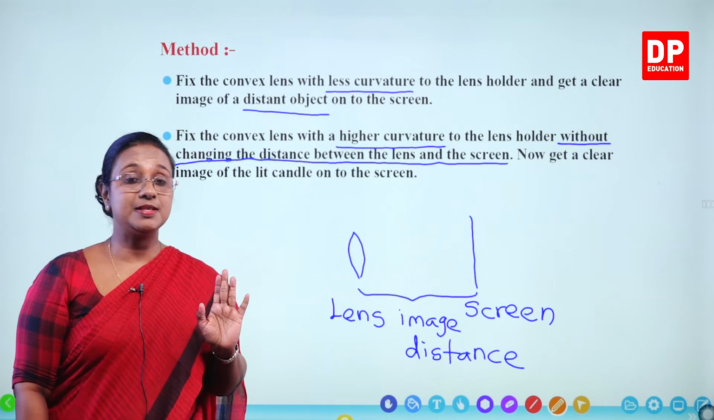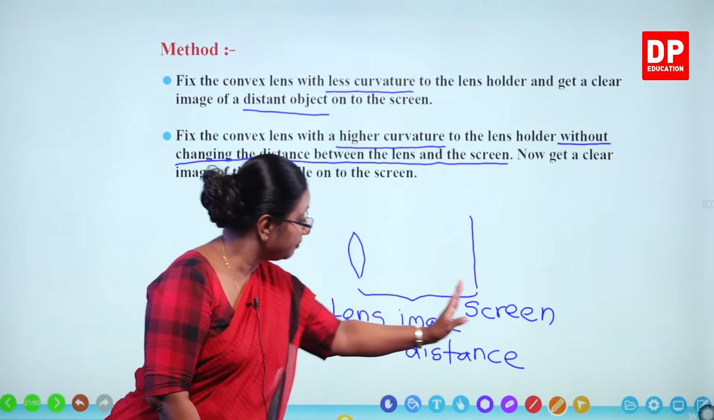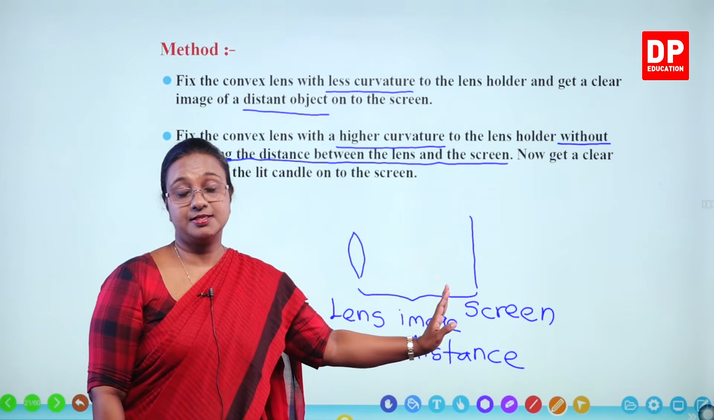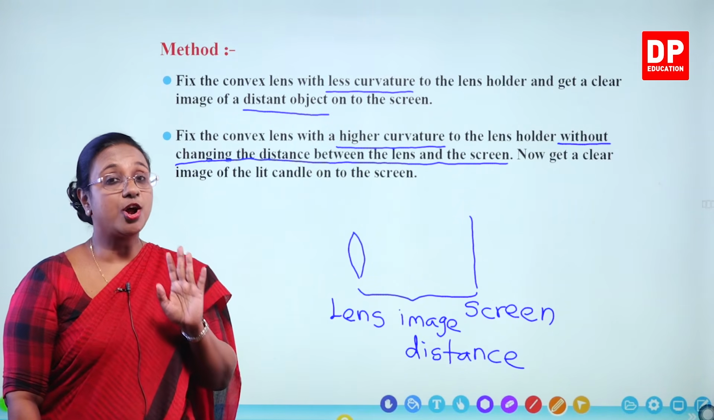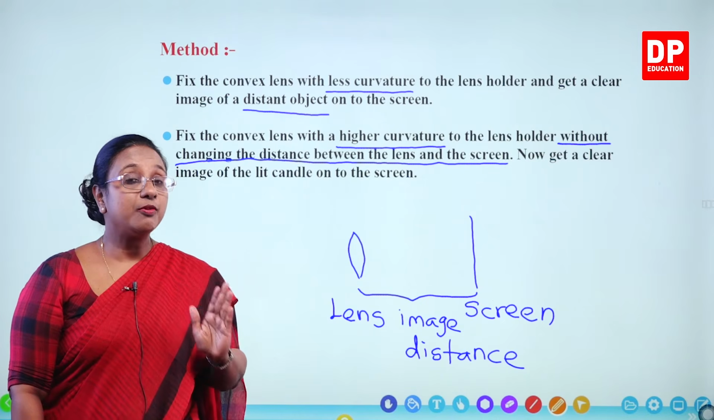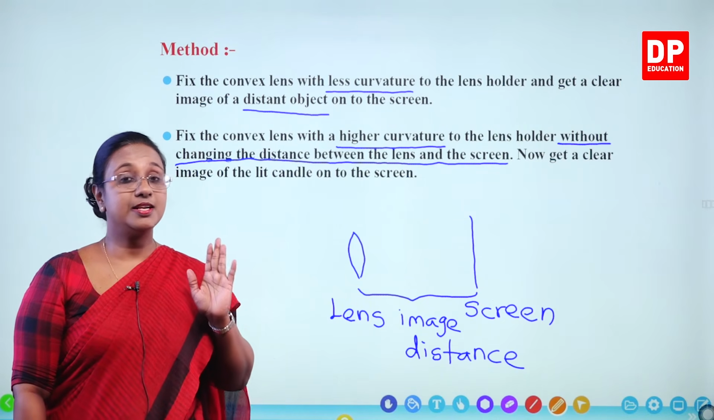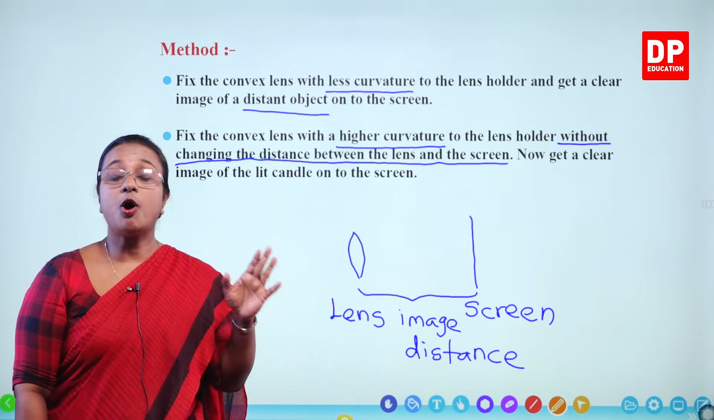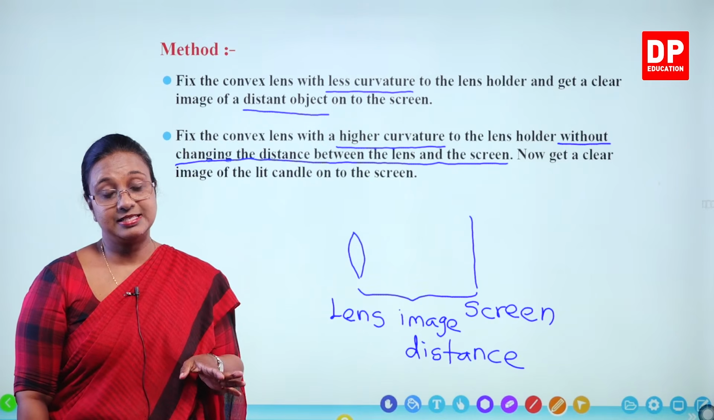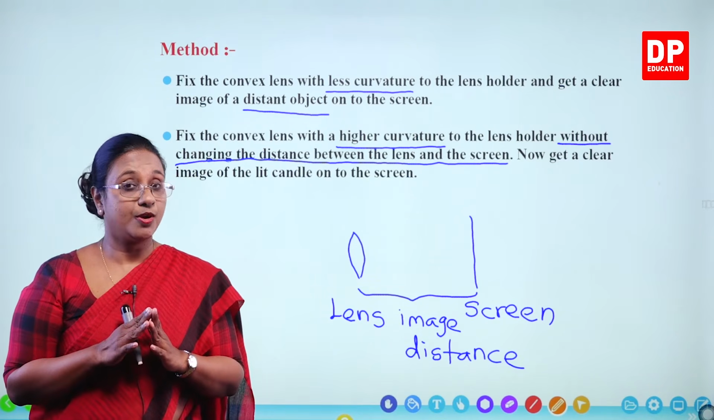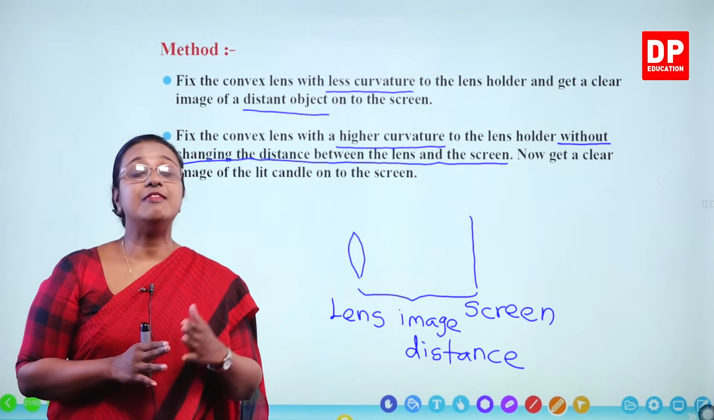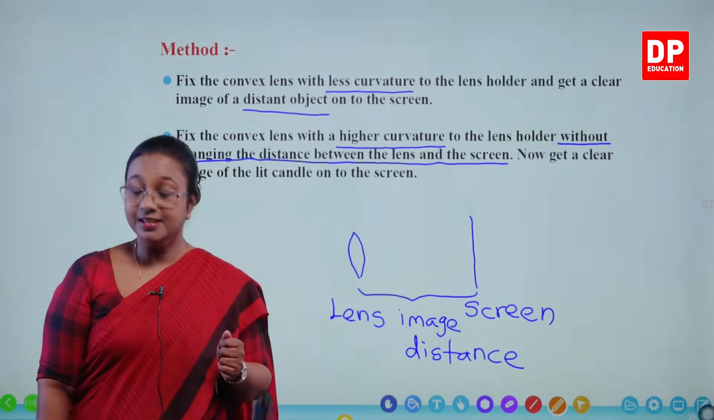I will repeat the procedure again. We have to fix the image distance. Like in our eye, we are not going to change that. And we are going to use lenses with different curvatures to observe objects at different distances. Is that clear to you all? So then we will do this activity in the lab.